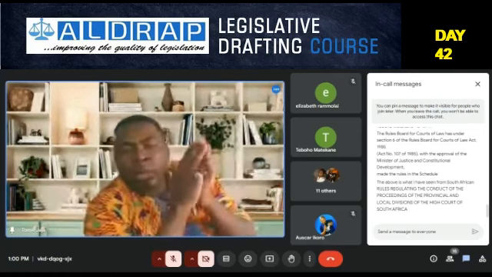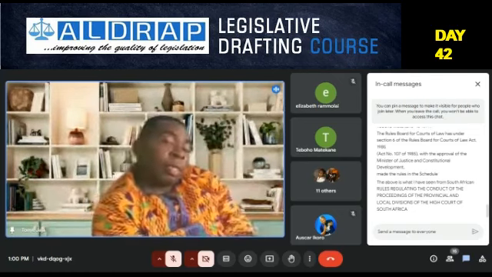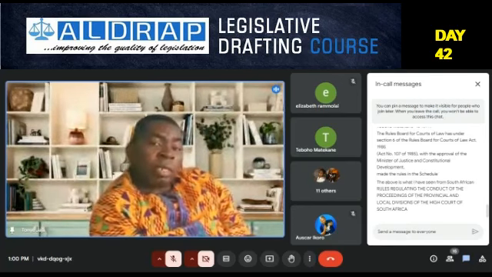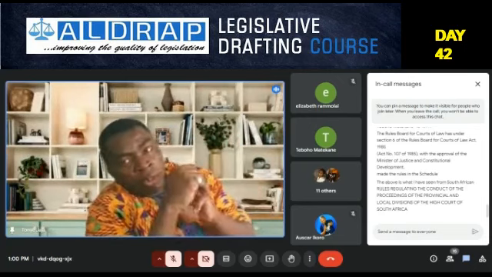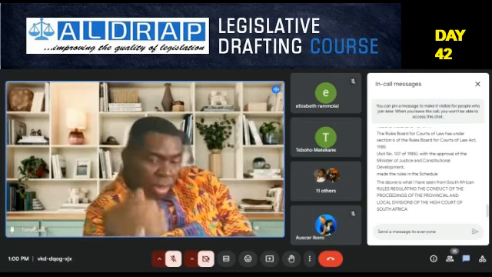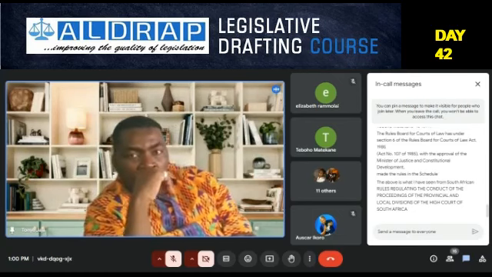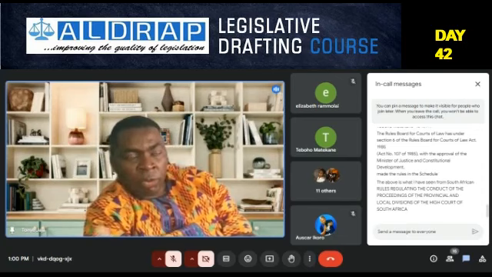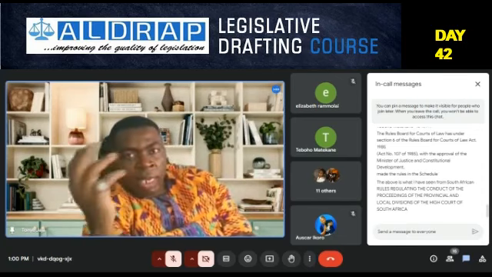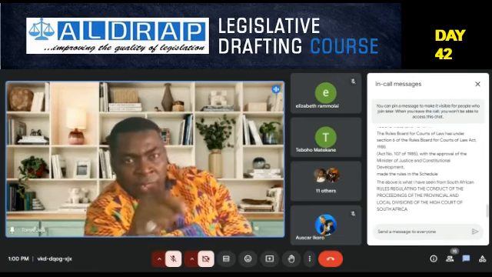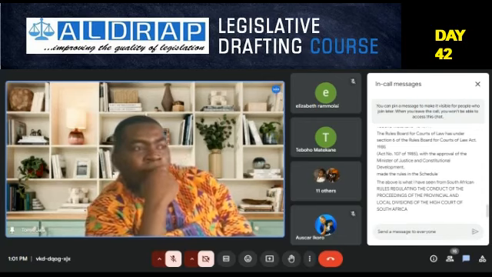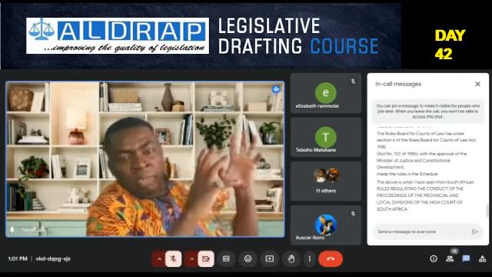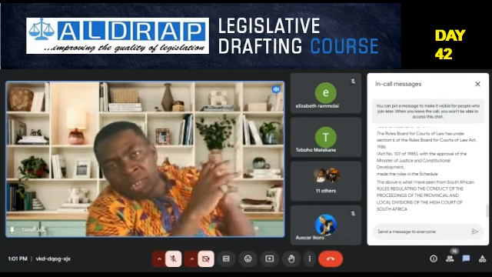tomorrow we'll look at another major difference between subsidiary legislation and the primary legislation, the date of commencement. With primary legislation, the general rule is that the commencement date is the date when the chief executive, governor, president, king assents. But with subsidiary legislation it is different. In Lesotho, the date of commencement of subsidiary legislation is different.